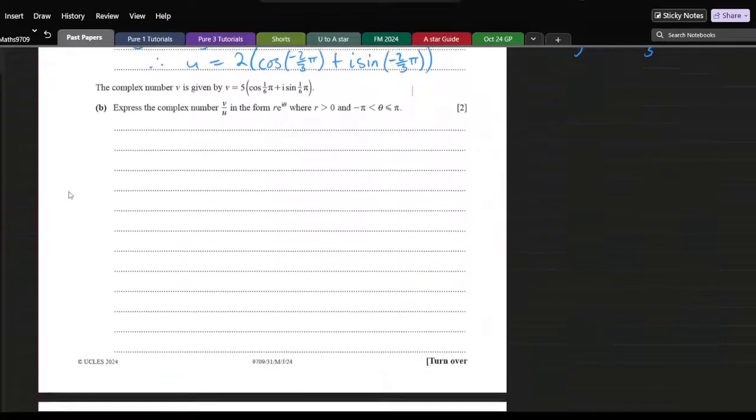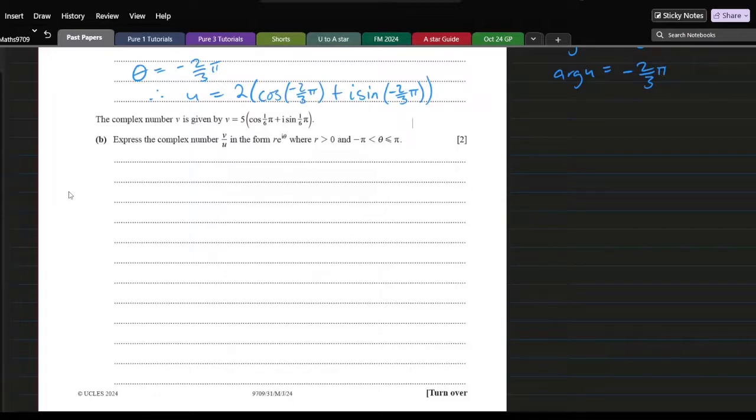The complex number v is given by v is equal to 5 times cos 1/6 pi plus i sine 1/6 pi. Part B: express the complex number v over u in the form r e^(i theta), where r is greater than 0 and theta is between negative pi and pi. So what we can do is take v and u individually and convert them to r e^(i theta) first. Let's start with v.